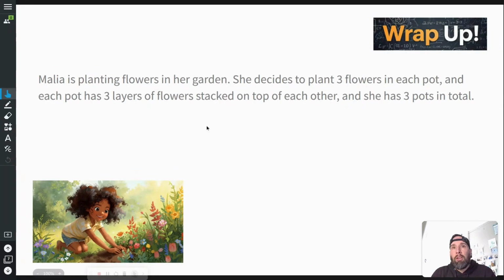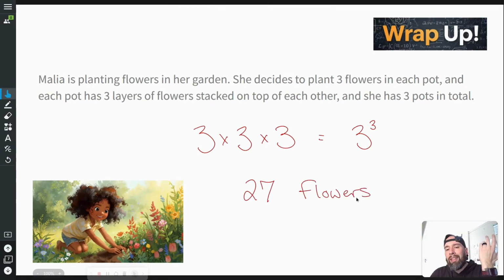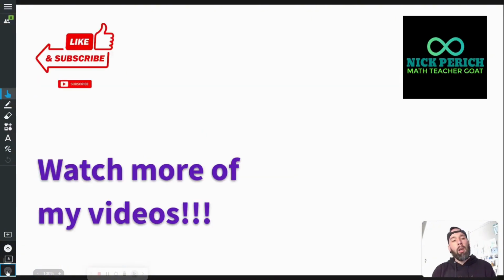All right. So this is what I'm going to do. 3 flowers in each pot, 3 layers of flowers per pot, 3 pots total. So that is the same thing as saying 3 to the 3rd power. I saw this before. 3 times 3 is 9, and 9 times 3 is 27. So in total, Malia has planted 27 flowers. That's a lot of flowers. Quick lesson.